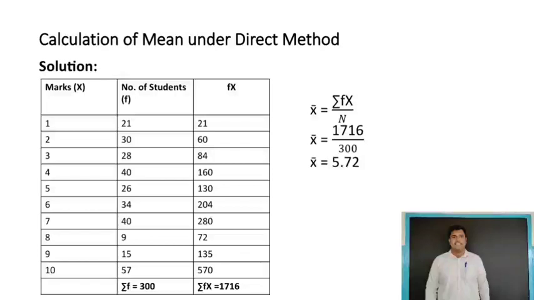Here n is not the number of observations, it is the total of frequency. So sigma fx we have 1716 divided by the summation of frequency, that is 300. So mean we get 5.72. So this is under direct method.